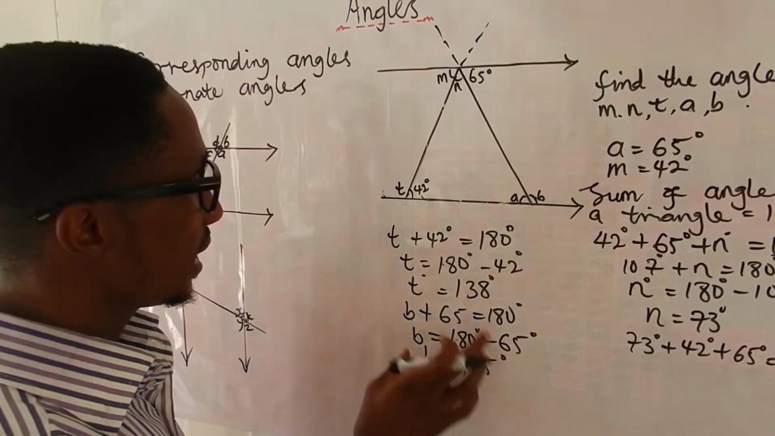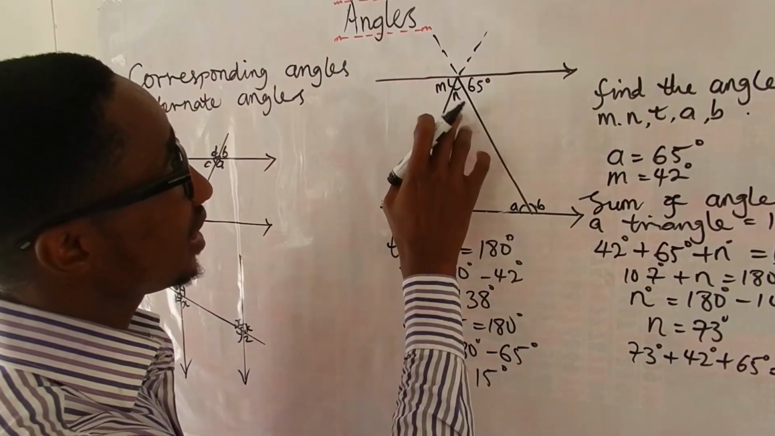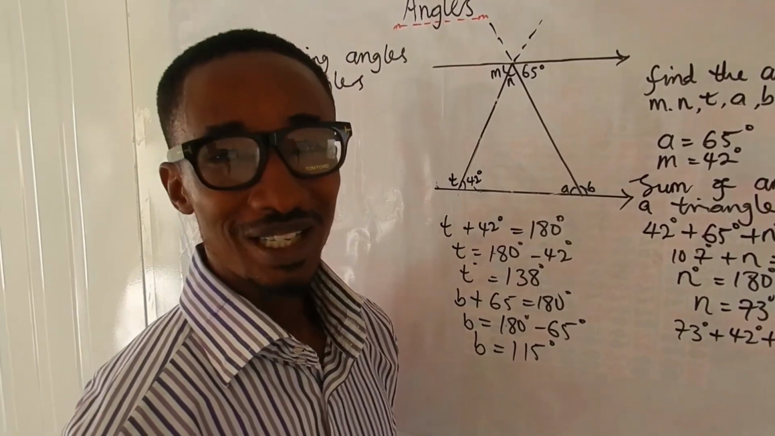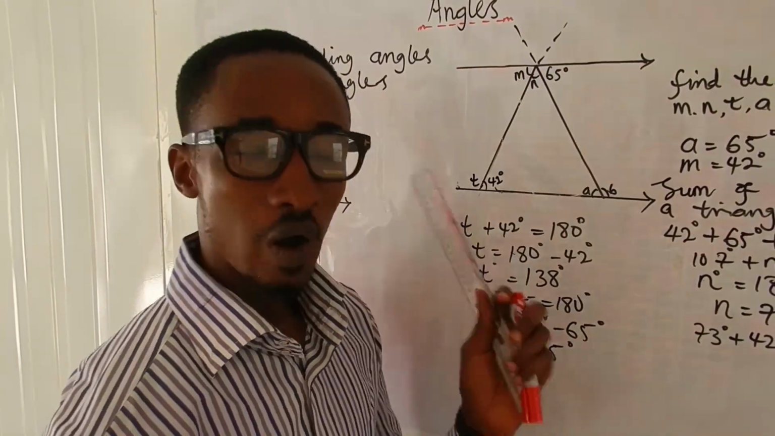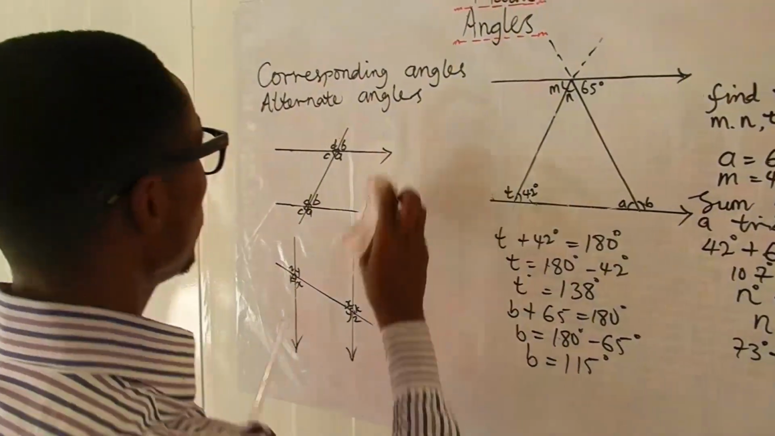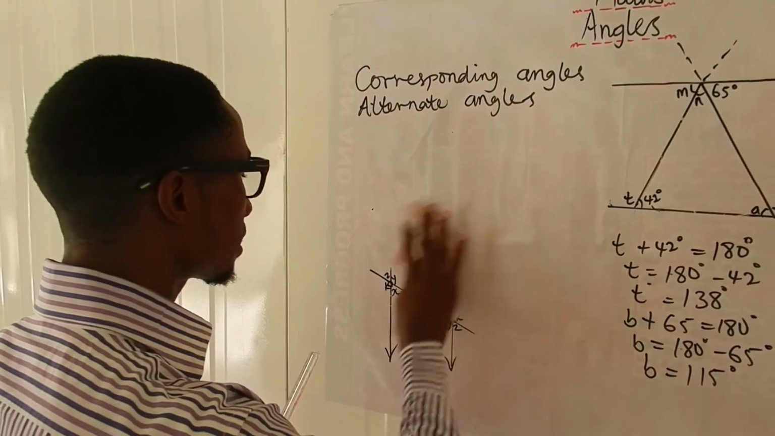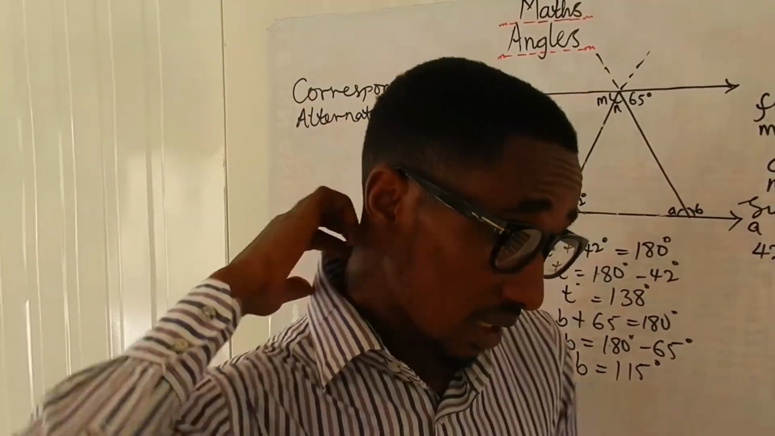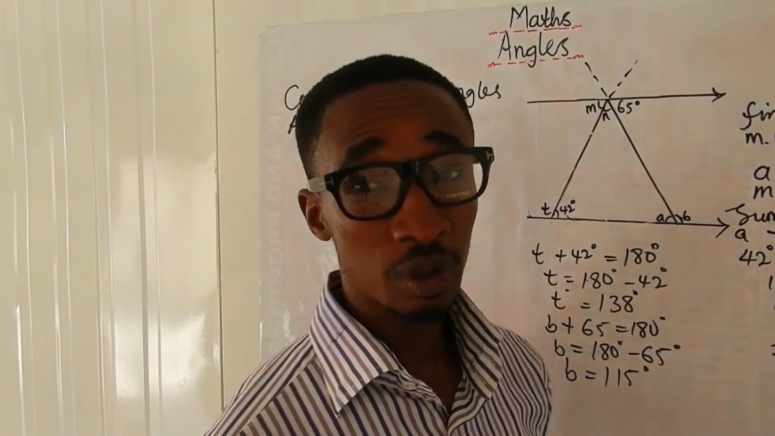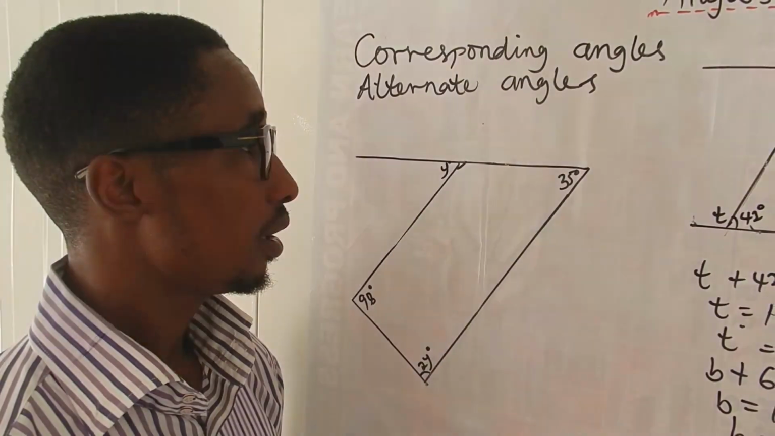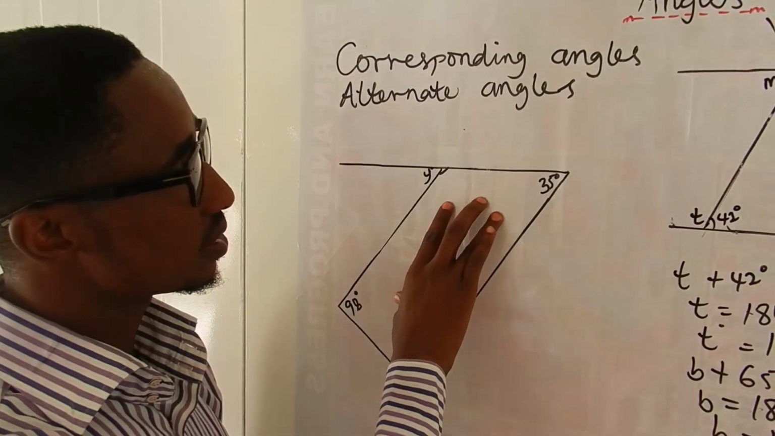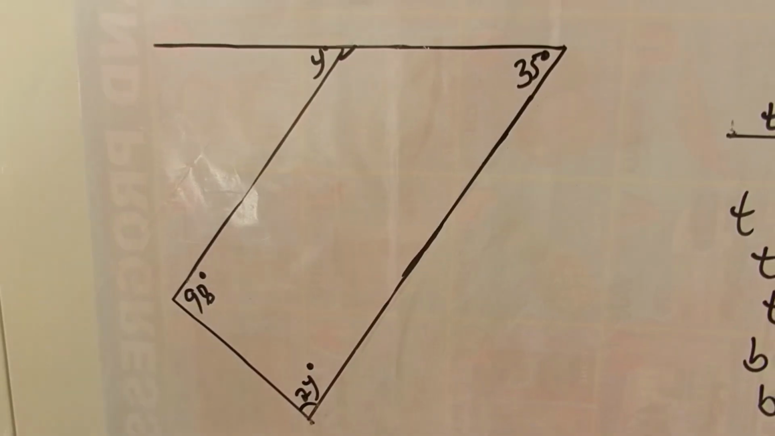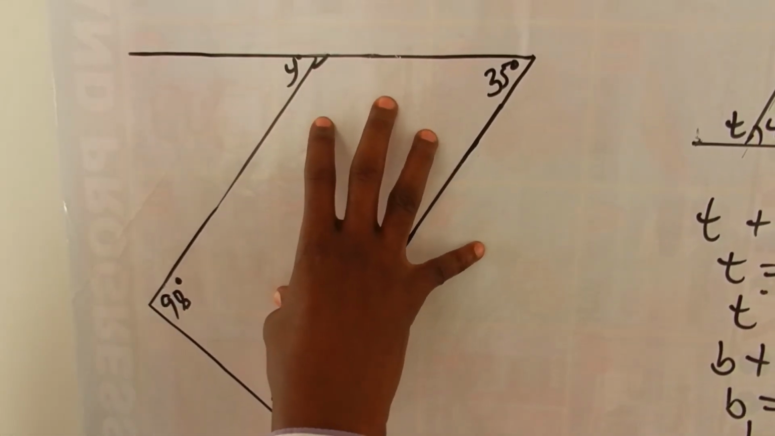So you have B, you have A, you have T, you have M, you have N. Okay, now let's write another mathematical equation on angles. Okay, now like we have been doing it, you pause the video for a while and you try as much as possible to do it on your own. Now you have this question. How do you solve this mathematical problem?